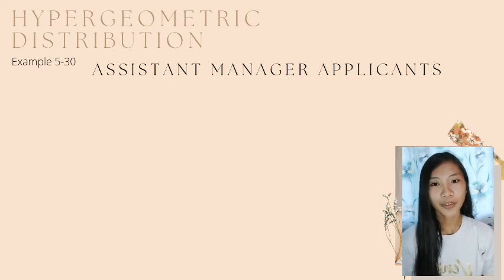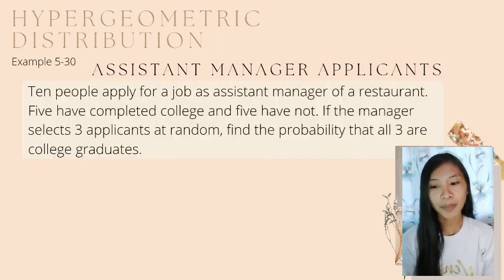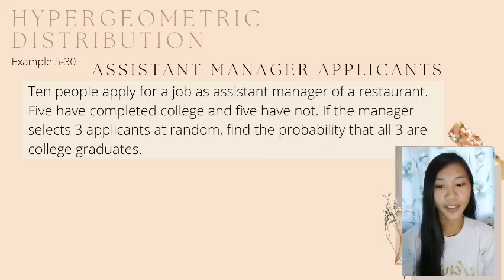Another example of hypergeometric distribution is the assistant manager applicants. 10 people apply for a job as assistant manager of a restaurant. 5 have completed college and 5 have not. If the manager selects 3 applicants at random, find the probability that all 3 are college graduates.